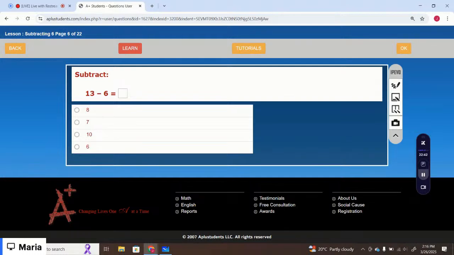13 take away 6 equals 7. Option number 2 is the correct option.